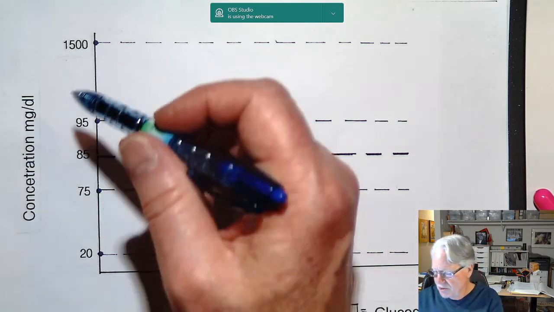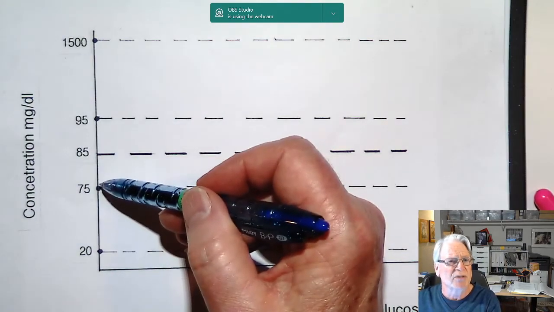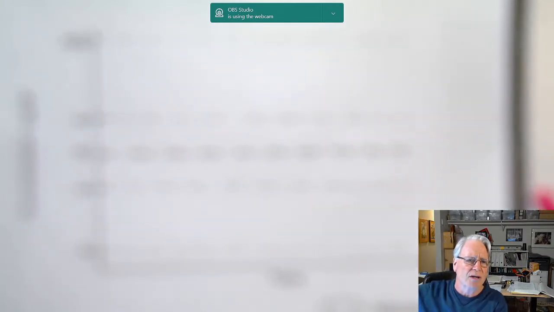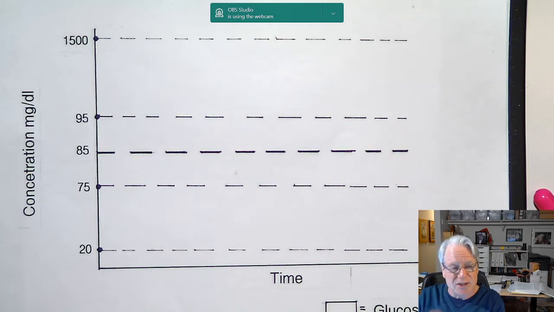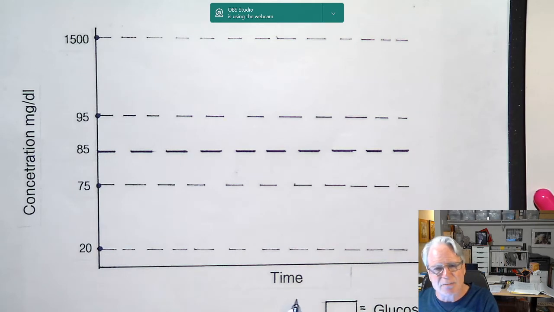So again, this is the concentration in milligrams per deciliter. And here's my normal range from 75 to 95. And there is the mid-range, or the normal value as they call it. And so let's go ahead and see what happens over time to glucose.